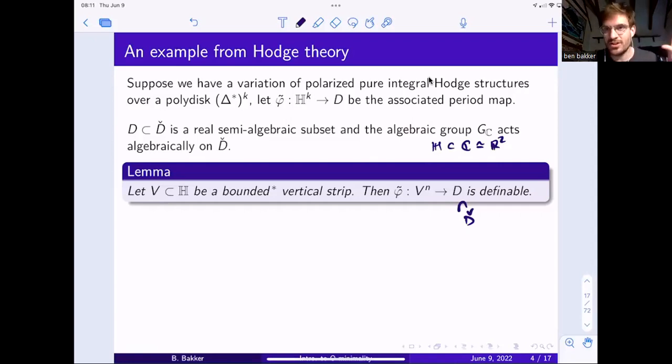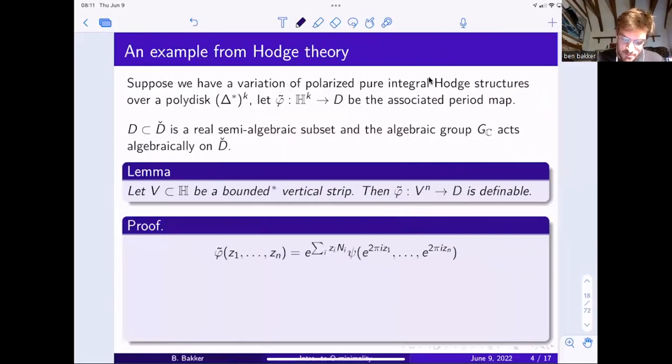Okay. No questions about the statement of this lemma, right? Okay. What's the proof? So I think Matt talked about the nilpotent orbit theorem this morning. Is that correct? Yes. Okay, great.